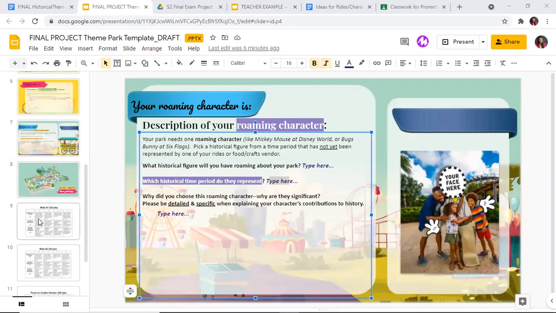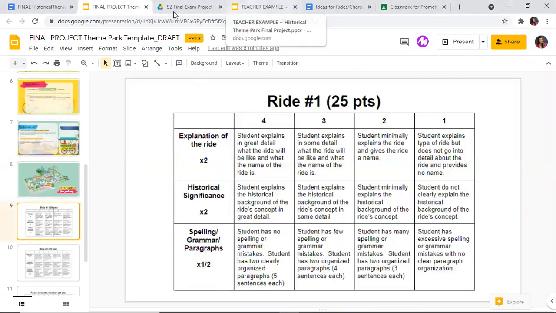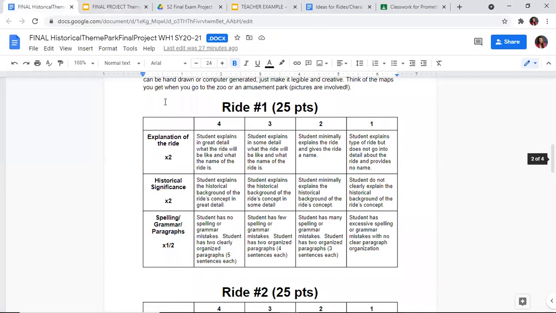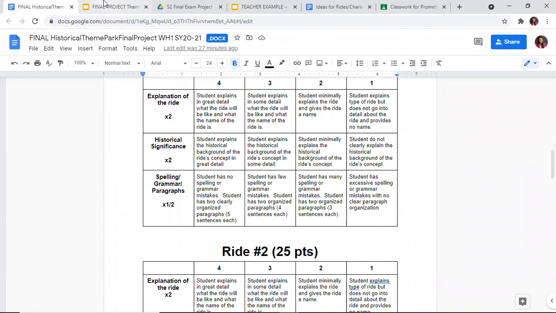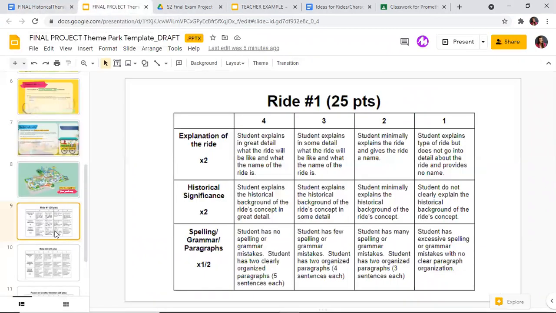Towards the end of your template, you will find the rubrics. The rubrics are also in the project directions if you want to use the Google Doc, but I've also embedded them right into your template so that you can refer back to them after you've completed each element of your park to make sure that you've done everything you need to get the full points.